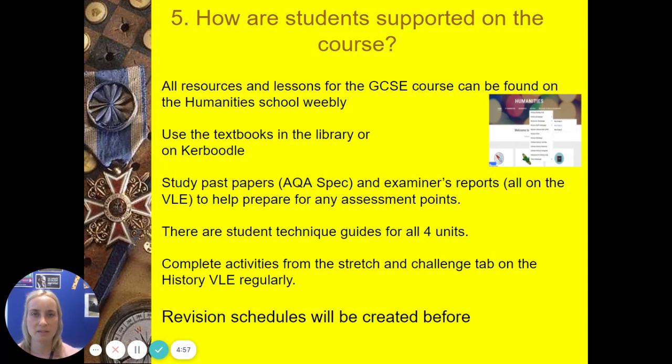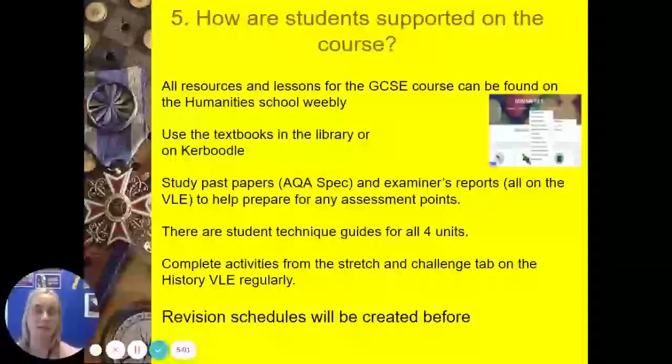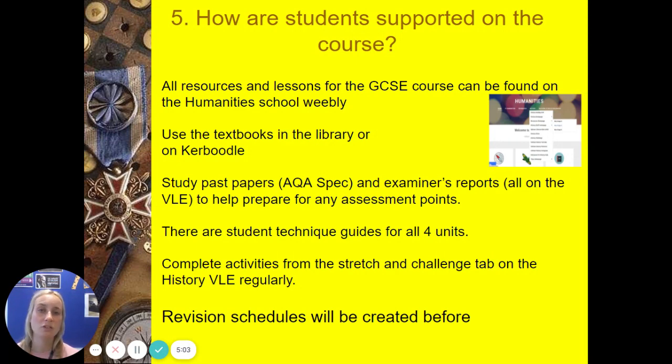In the library, they can access all the textbooks that we use in lessons. And also we have the online textbook Caboodle. So again, students are encouraged, if they're not sure about a particular thing that we go over in the lesson, to look at Caboodle and to remind themselves or to go over this particular content.